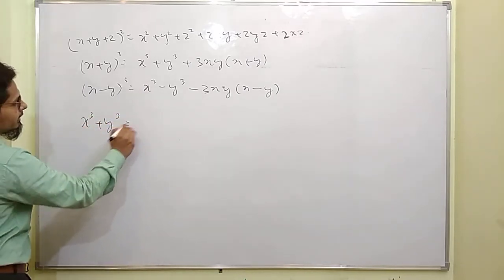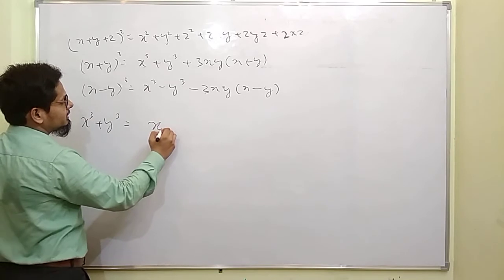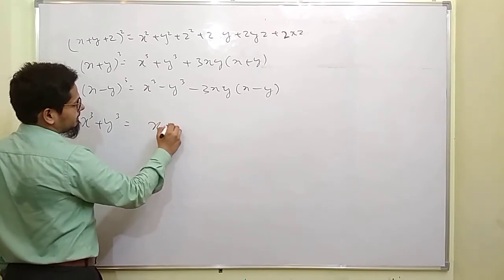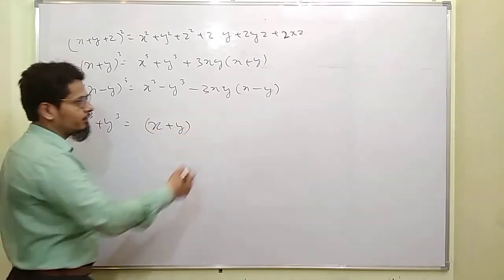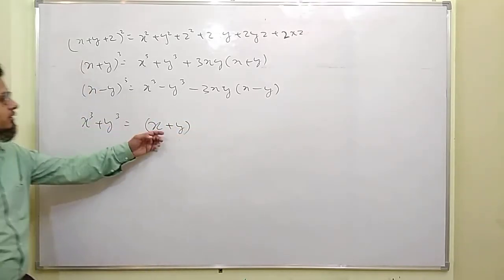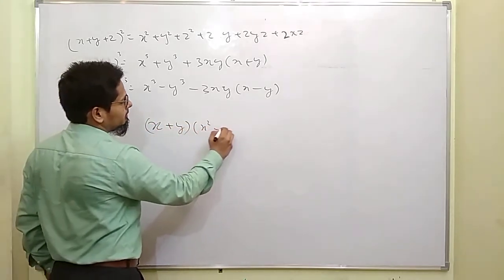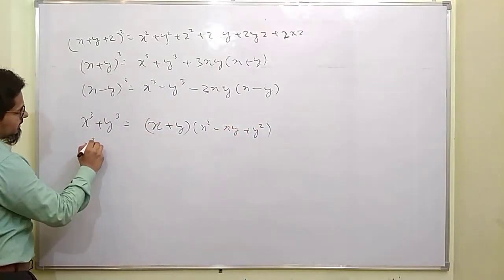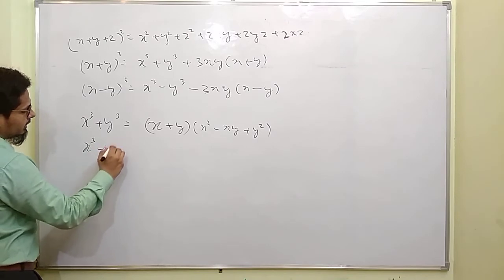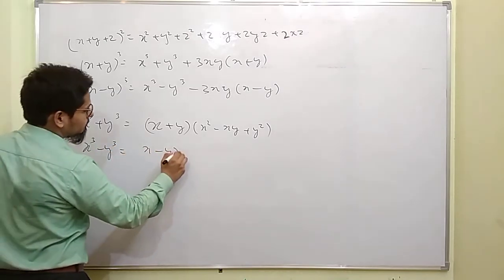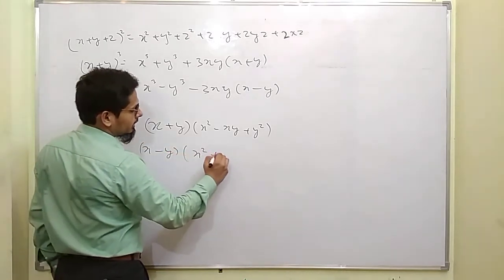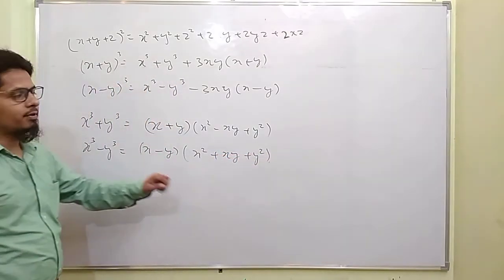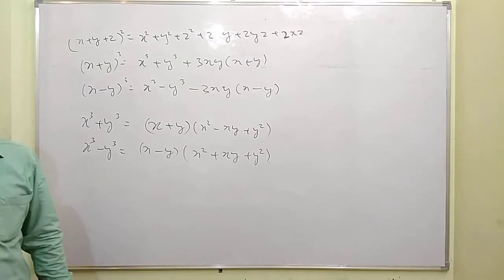x cube plus y cube, it is also important. The first is (x + y) and on solving we will get (x square minus xy plus y square). Okay, next is x cube minus y cube. It is (x - y) into (x square plus xy plus y square). Right? Now these are the results we will use in the question.